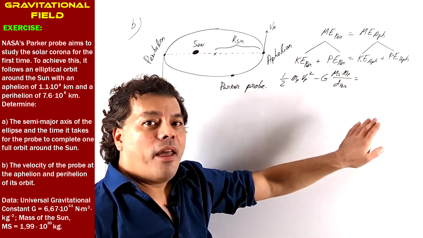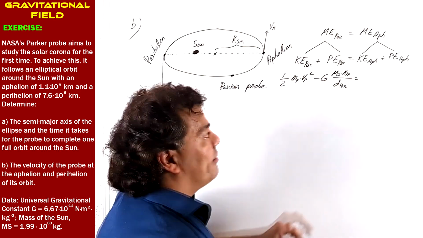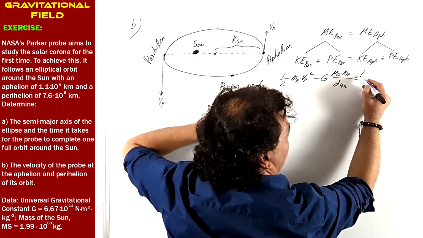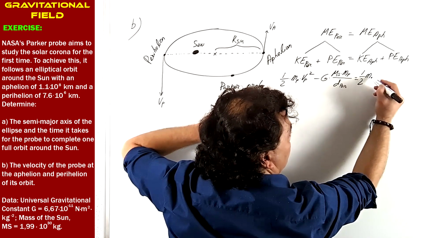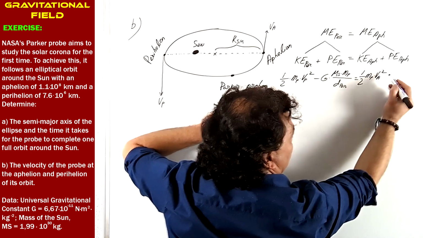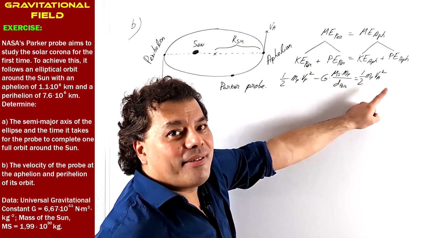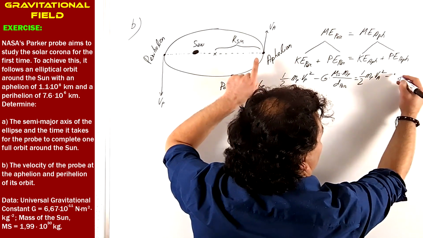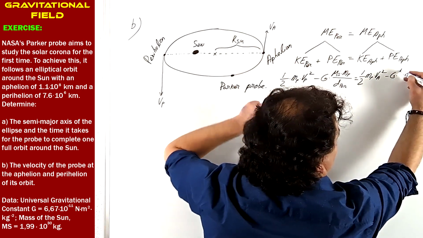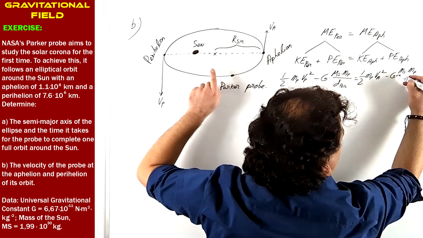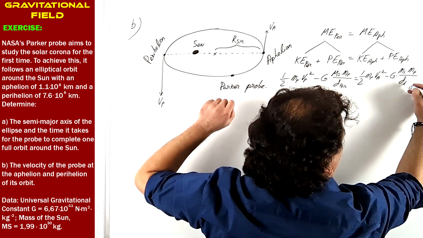Okay? And the same thing at the right side. Kinetic energy at the aphelion, 1/2 the mass of the probe, multiplying the velocity at the aphelion squared. And now the potential energy at the aphelion, that is -G, multiplying the mass of the central body, multiplying the mass of the probe, and divided by the distance to the aphelion.